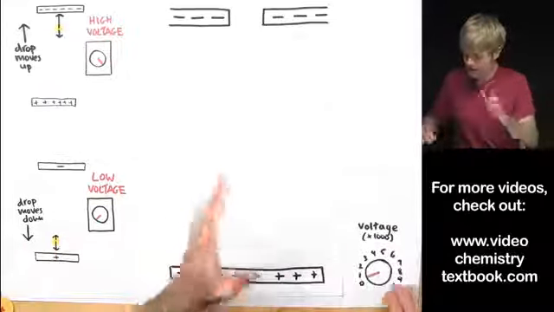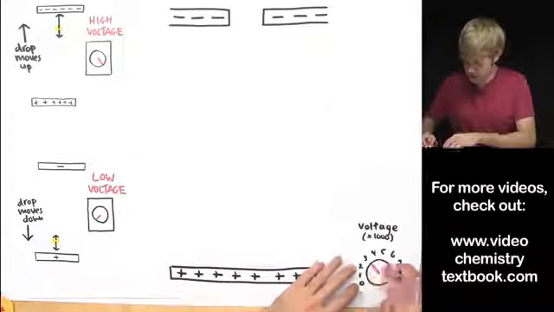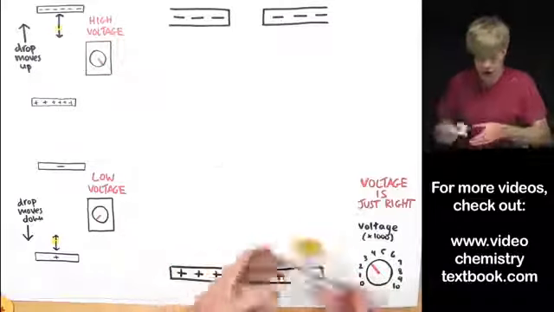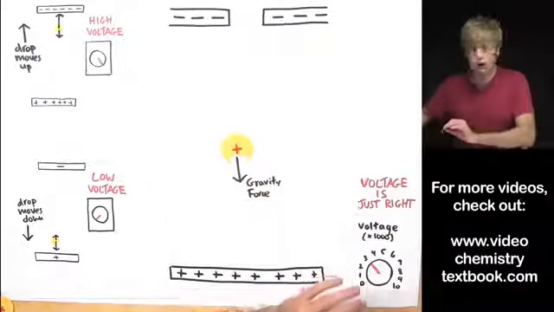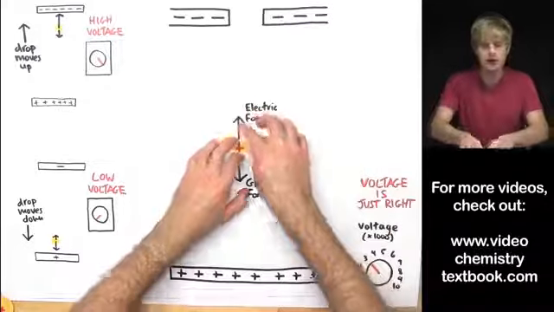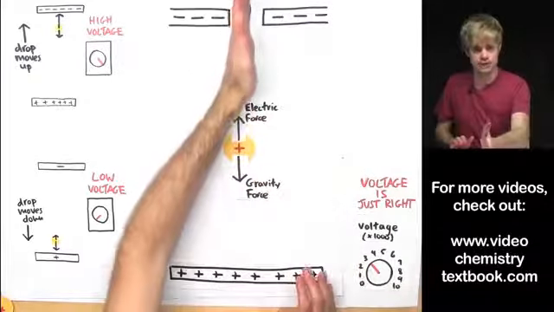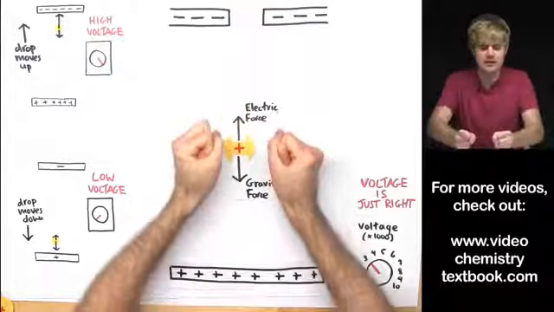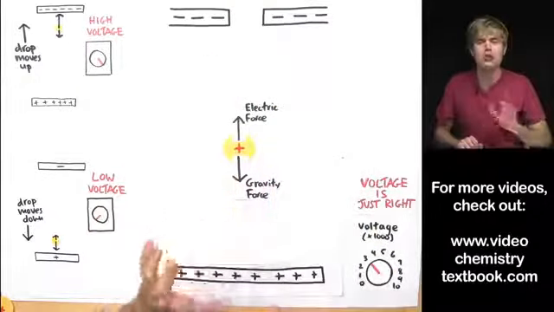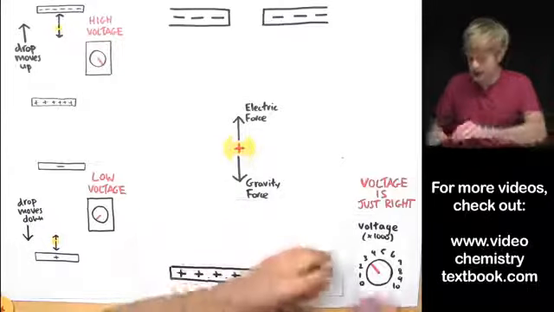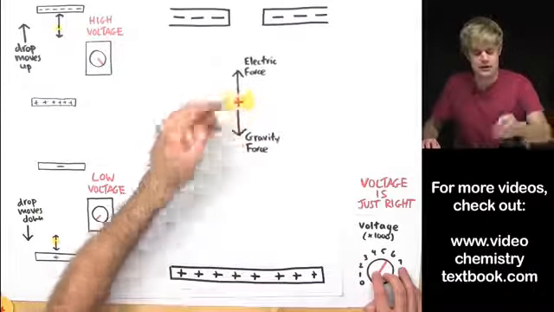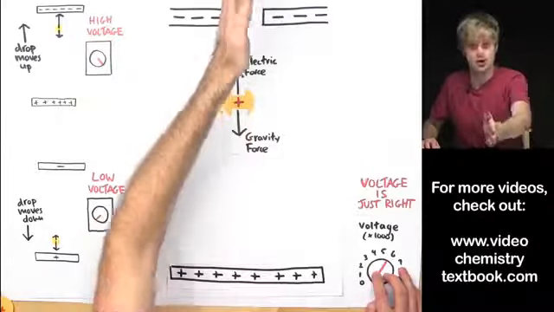Now, what if we could adjust the voltage so that it is just right? And by just right, I mean that we find a voltage number where the upwards electric force on the droplet gives exactly the same amount of pull as the downward gravity force. Okay? So if the voltage is a little too high, the electric force is going to be bigger than the gravity force, so the drop moves up.